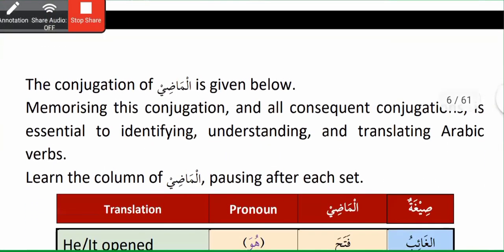The conjugation of fa'il madi is given below. Memorizing this conjugation and all the consequent conjugations is essential to identifying, understanding and translating Arabic verbs.